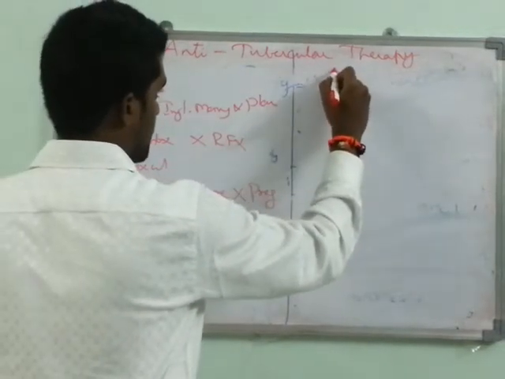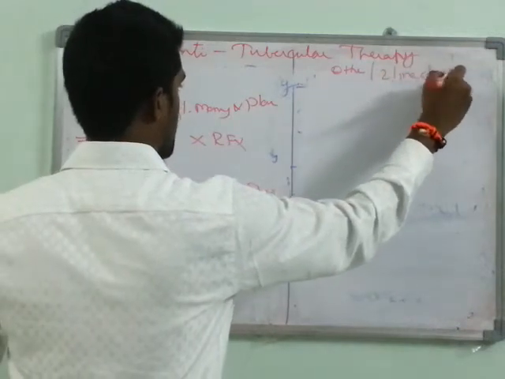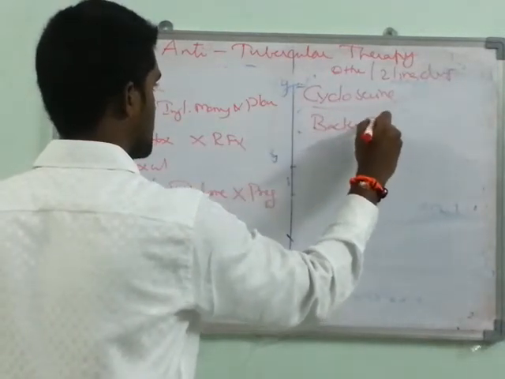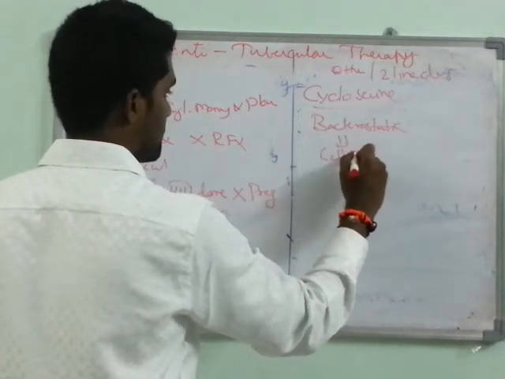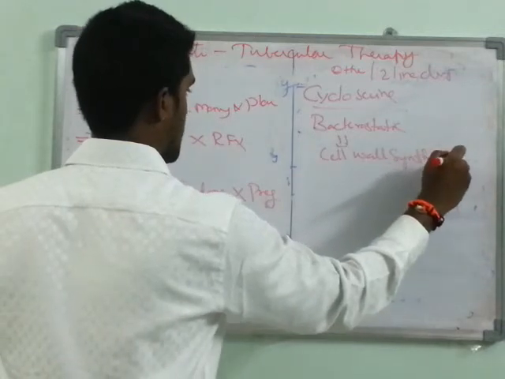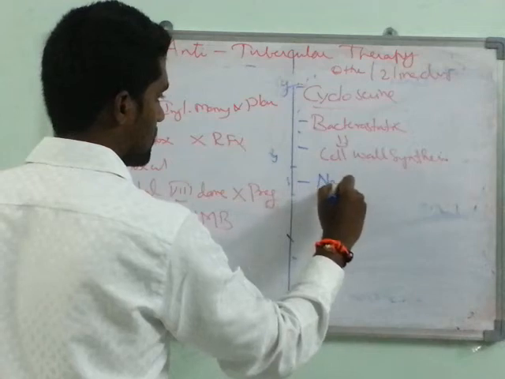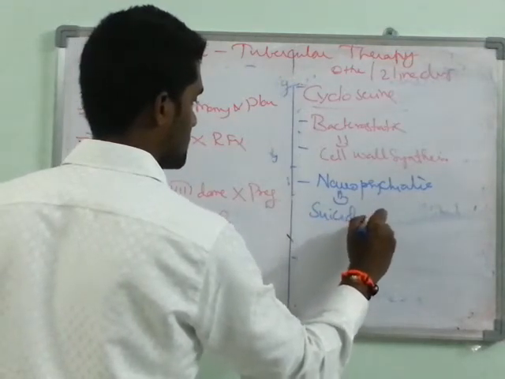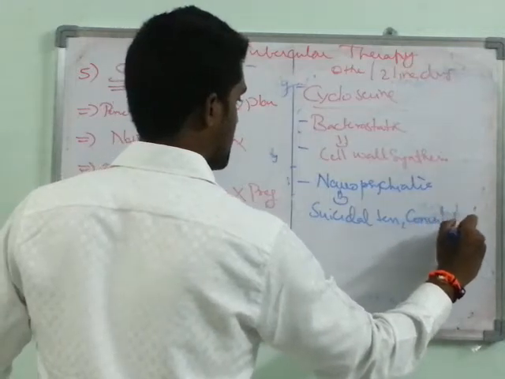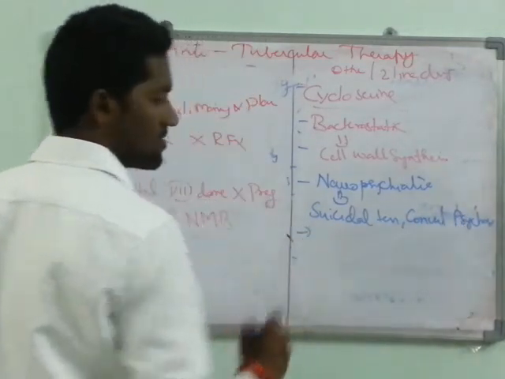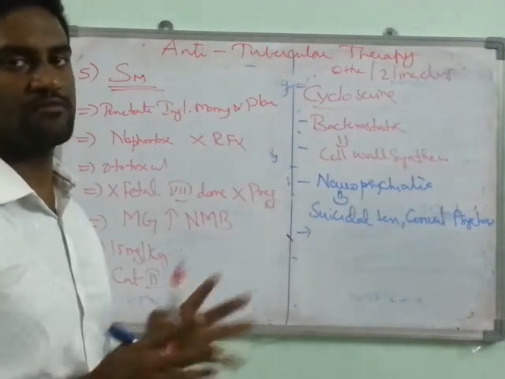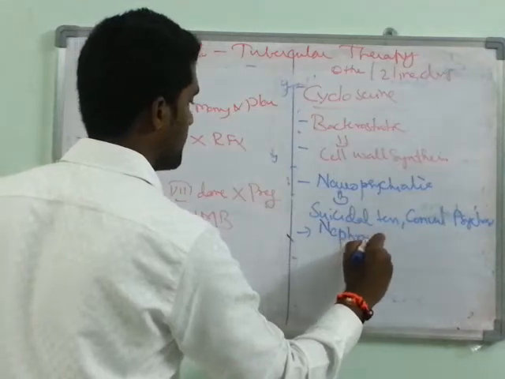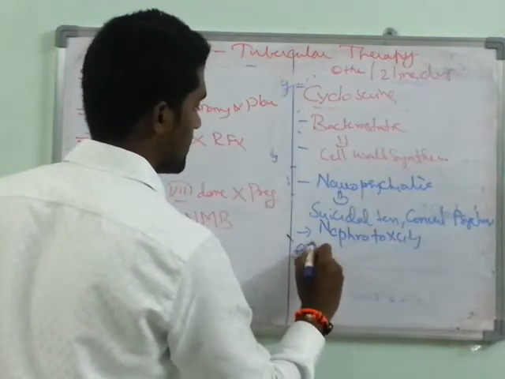Now coming to other drugs, that is second line drugs. Very important thing is Cycloserine. This is bacteriostatic. It interferes in cell wall synthesis. And the most important thing is it can cause neuropsychiatric manifestations resulting in suicidal tendencies, convulsions and psychosis. So that's why a psychiatrist has to be there when you are prescribing Cycloserine, because it will cause suicidal tendencies. It can also cause nephrotoxicity.